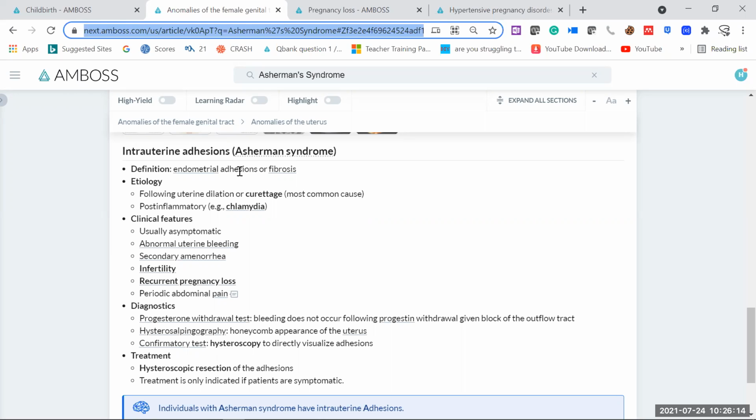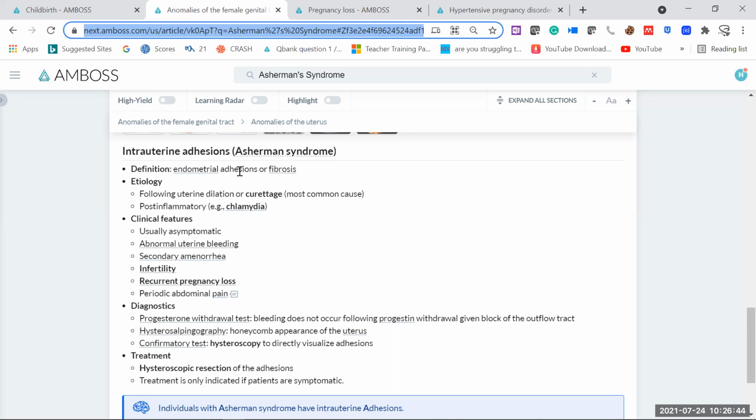So in this intrauterine adhesion, Asherman syndrome, what is happening here? Some DNC might have happened previously, and during that DNC the lining of the uterus is shed, and once shed it can never be regenerated, and the patient will become infertile for her whole life. Following uterine dilatation and curettage is the most common cause. Sometimes it may be because of infection or STDs as well. Chlamydia is a very common infection that can lead to this fibrosis of the uterus.